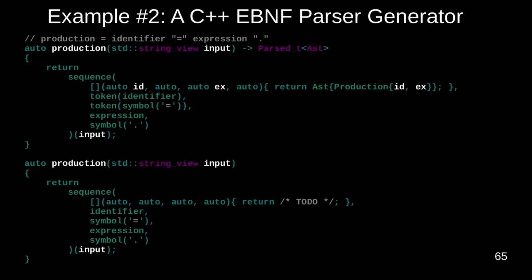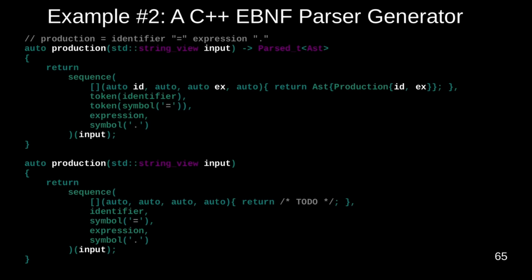So identifier equals size expression dot. So I parse identifier equals expression dot. And I just keep the identifier and expression, and this AST production, these are just simple structs that I created that makes my abstract syntax tree. And then I have a print function for this.